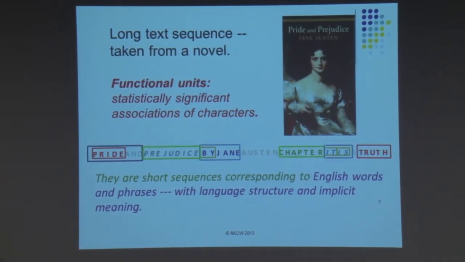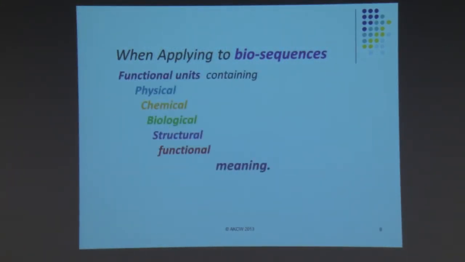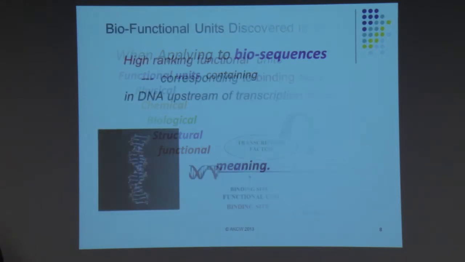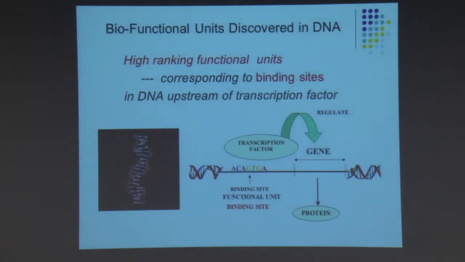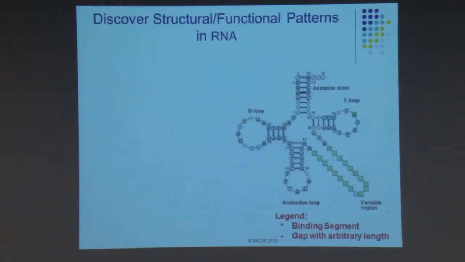So when we apply the same technology to DNA, we can find the functional units that contain some kind of physical meaning, chemical meaning, biological meaning, structural meaning, functional meaning. Why? Because they are encoded for that purpose. When we apply this to the upstream of the transcription factor of DNA, out of the 18 data sets, we found 13 of them. They are actually the binding sites, very high up.